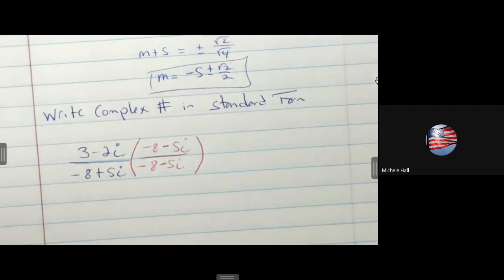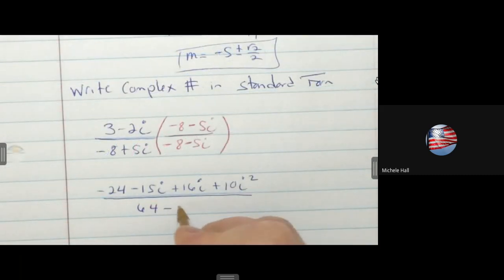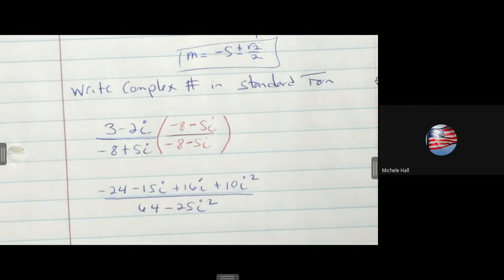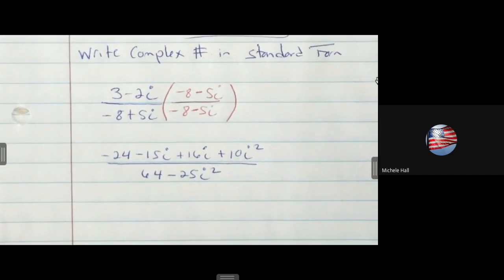So check to make sure your conjugate is correct. We need the conjugate to -8 plus 5i, which is -8 minus 5i. We need to multiply the numerator and denominator by the conjugate of the denominator. Check your first step to see if you're on track. Did you multiply the numerator and denominator correctly?